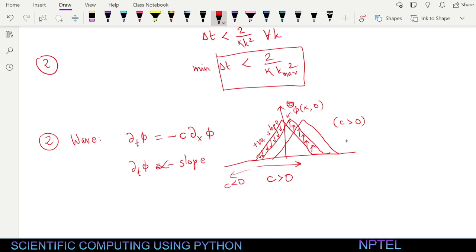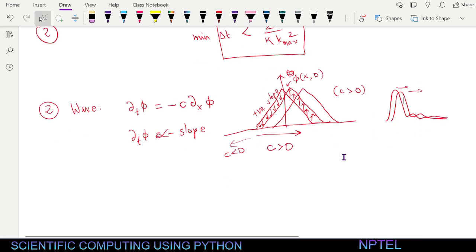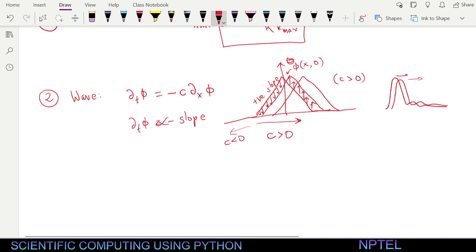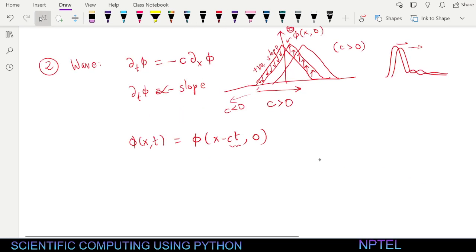Okay. And it does not matter what the form is. If you have something like this, then after some time it becomes like this and it just goes on. Right. And you can formally prove it as well, that phi of x comma t is nothing but phi of x minus ct comma 0. So this x is shifted by ct. Okay, so this shift is going to be ct.